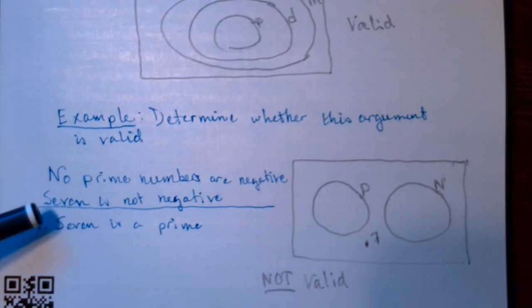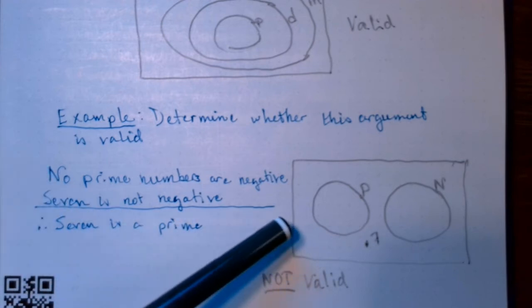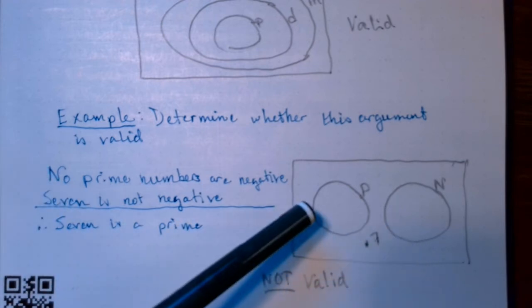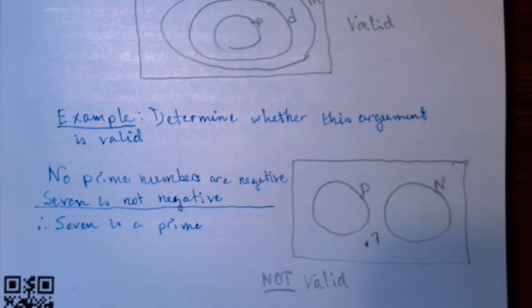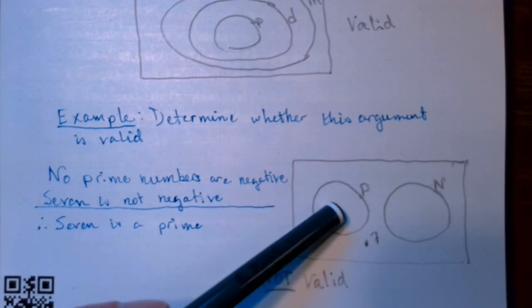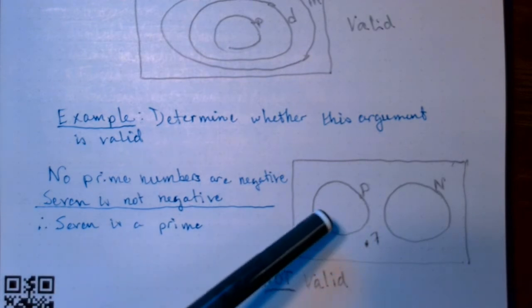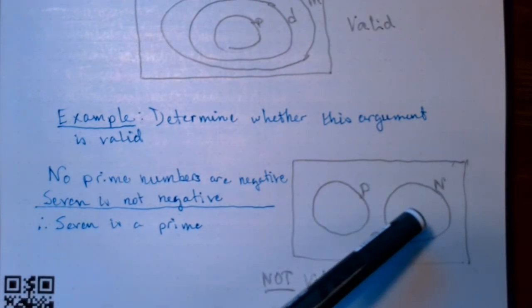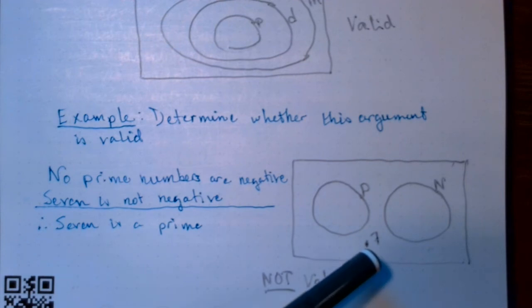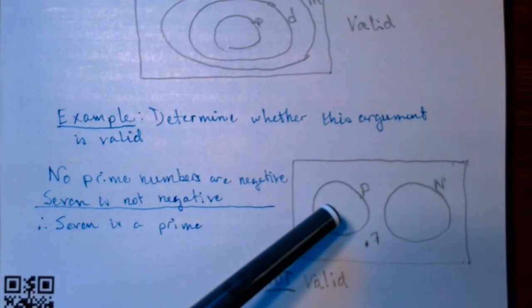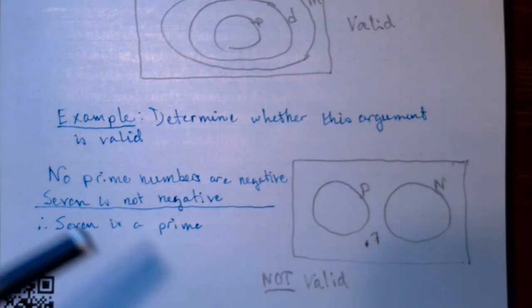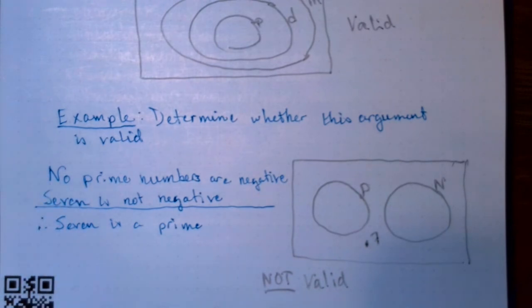This is the same situation here. Their reasoning says, okay, no prime numbers are negative. So that's depicted in this diagram. The set of primes is separate from the set of negatives. 7 is not negative. So this statement does not say 7 has to be in this circle, which is what the conclusion is. The next premise simply says that 7 has to be outside the circle for the negatives. So it could be in here, or it could be someplace else. So that argument is not valid.